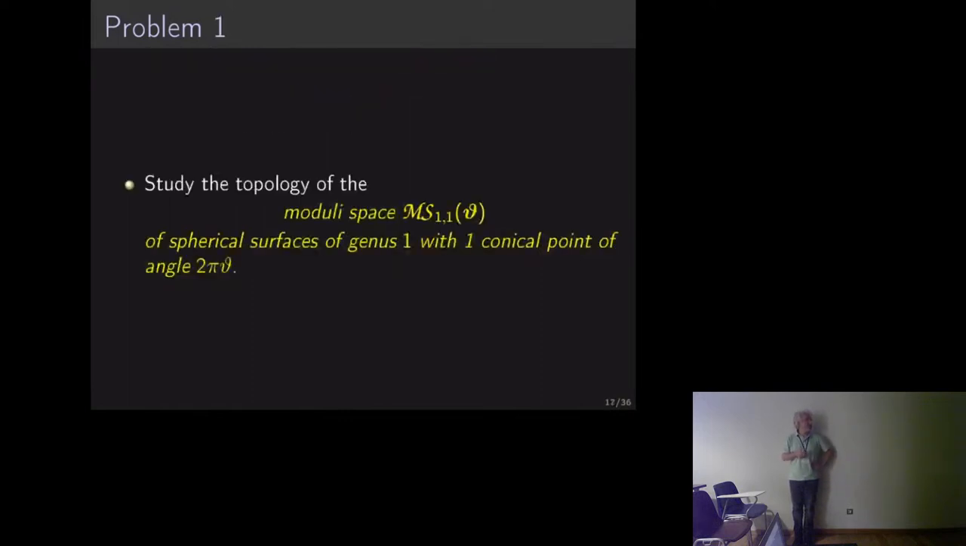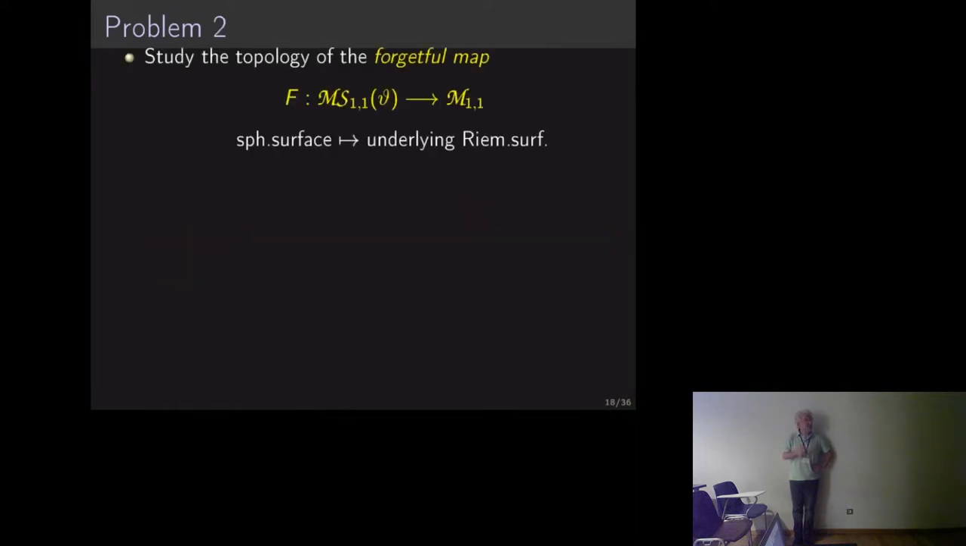So one problem, well, there are many problems, but one problem is basically to begin to understand the topology of this space. The second problem is to understand the topology of this map that sends a spherical surface to the underlying complex surface. Basically, looking at the fibers of this answers the question of how many spherical metrics with a assigned angle at the point you have in each conformal class.